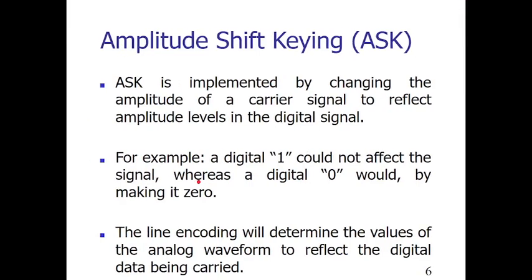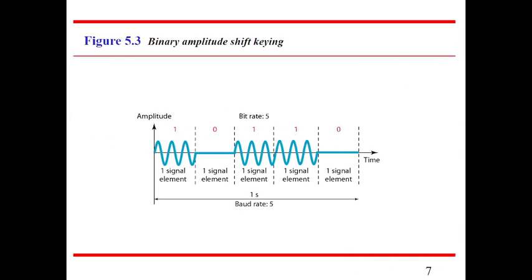The first one is amplitude shift keying, as the name suggests. In amplitude shift keying, we are basically using the amplitude of an analog signal to uniquely identify whether the digital bit was 0 or 1. So here the frequency and phase of the analog signal will remain unchanged and will not be considered. The basic consideration will be the amplitude.